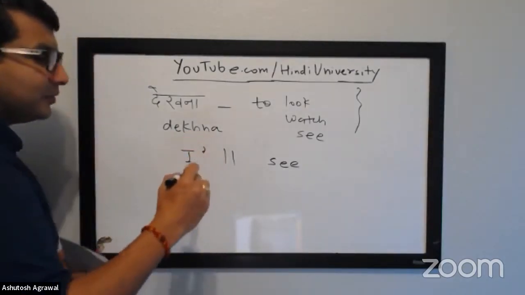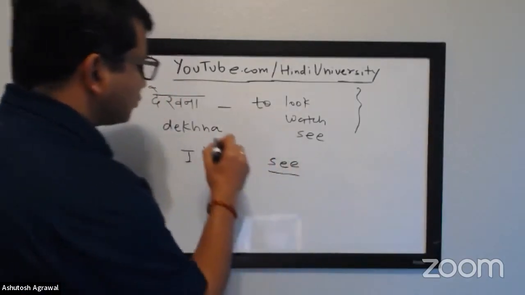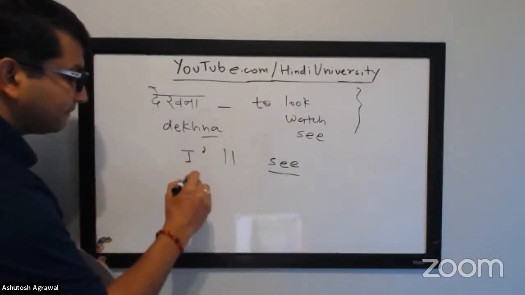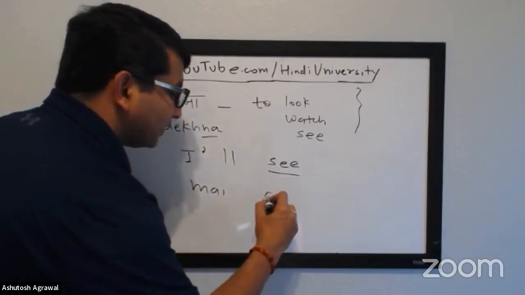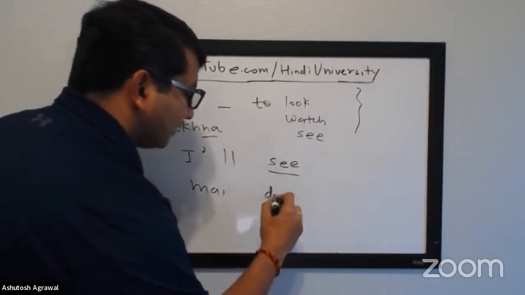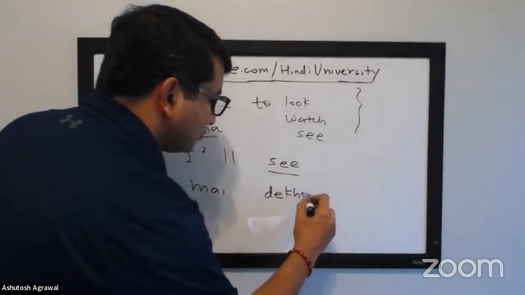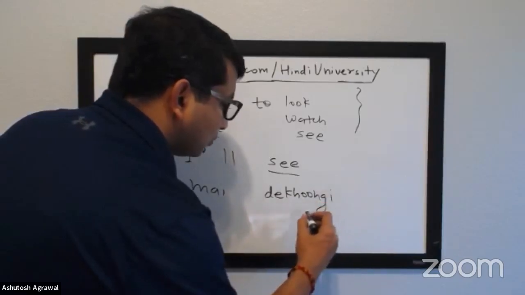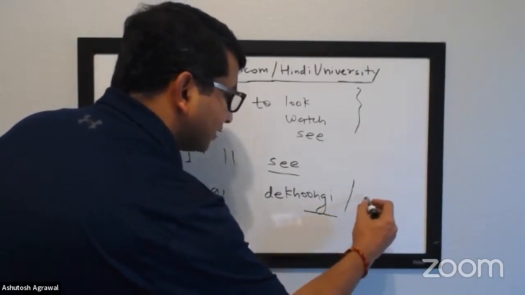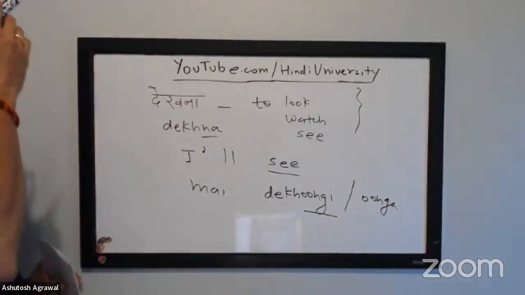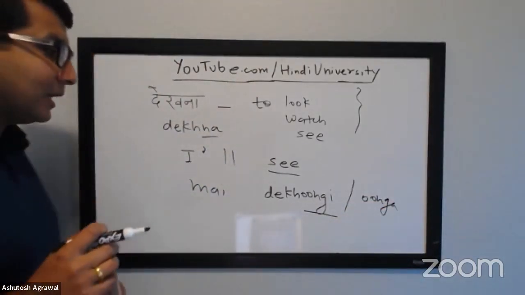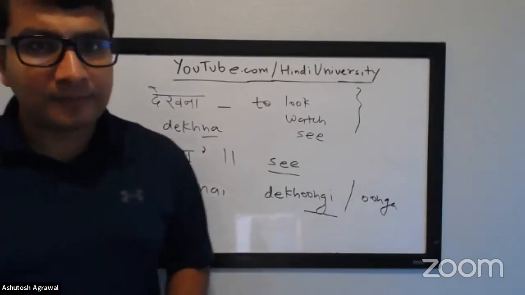Do you happen to know how to conjugate the verb in future indefinite? मैं देखूंगी. Very good. Amazing. What you've done is you removed the na and put ungi for yourself. If I am saying it, it'll be मैं देखूंगा, which is I will see or I will watch or I will look. So far so good, not a problem there, right?